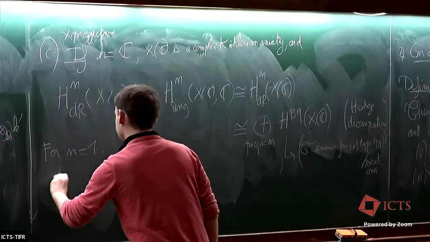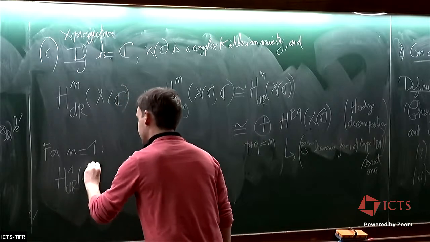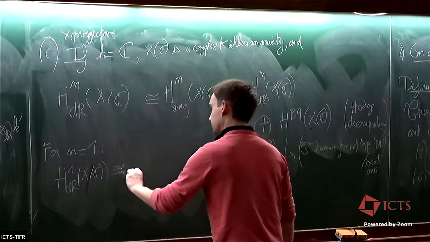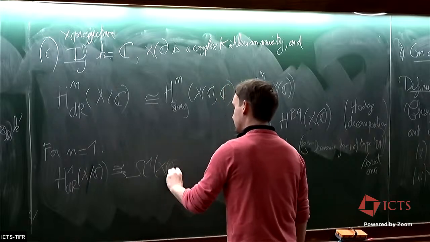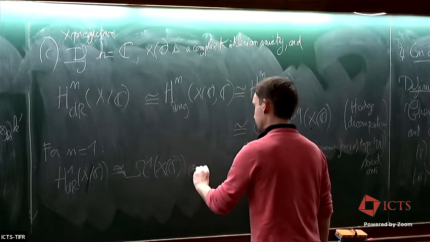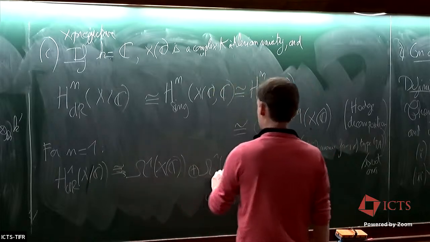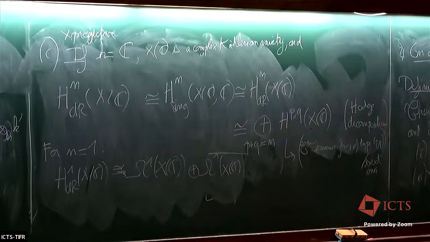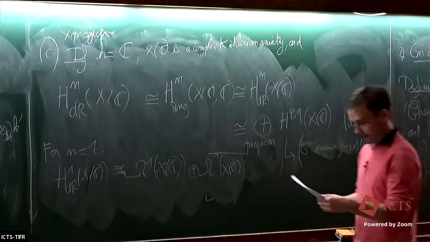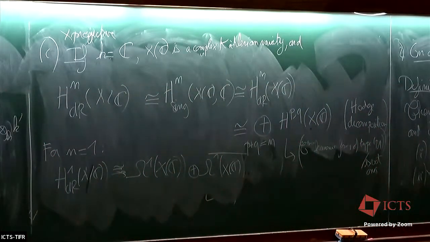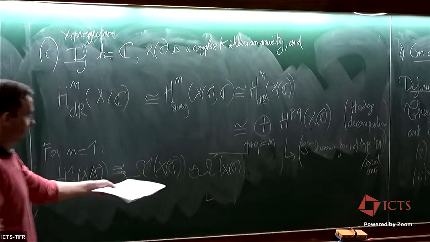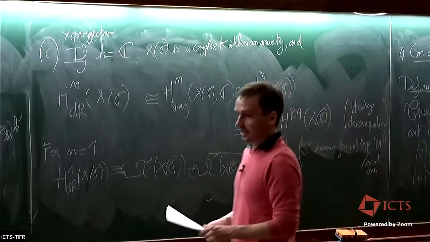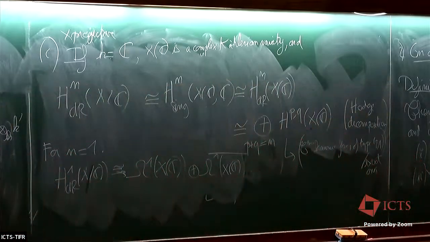Here, I can split H1 de Rham of X over C into two parts. First one is Omega 1 of X over C plus the conjugate, Omega 1 of X over C bar here. Okay, so we have on one hand the holomorphic forms, on the other hand the anti-holomorphic forms. And this is very important, called the Hodge decomposition.